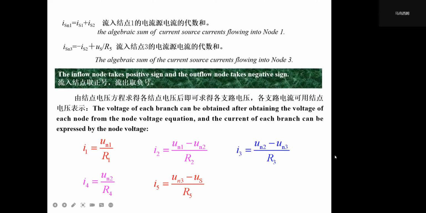and we can still get the branch currents that we would like to know. If we were not asked to solve the problem in the original way, we don't have to solve five equations. We only have to solve three equations to get the same results.